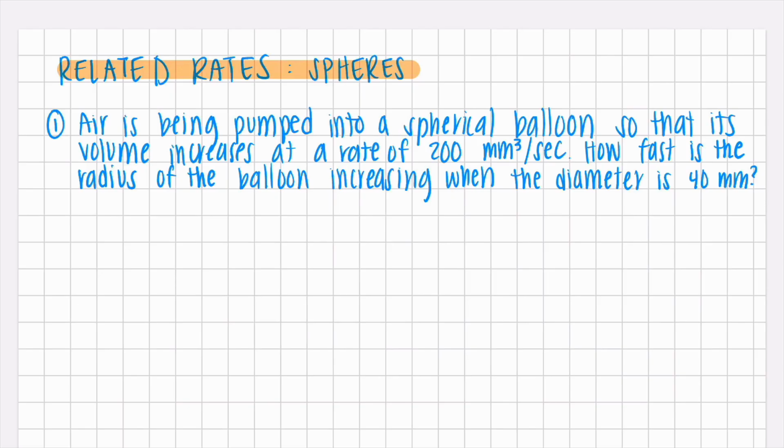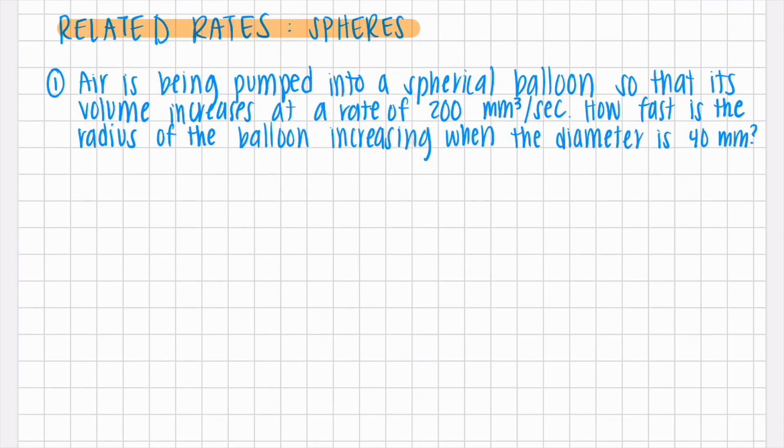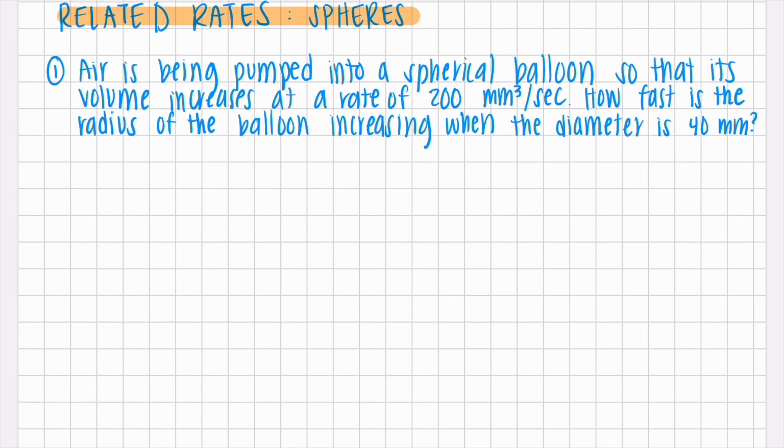Air is being pumped into a spherical balloon so that its volume increases at a rate of 200 millimeters cubed per second. How fast is the radius of the balloon increasing when the diameter is 40 millimeters? My first recommendation is to draw a picture. A lot of times we will use it, sometimes we will not, but it's good to have a visual. And then I like to write down what we know and what we want.